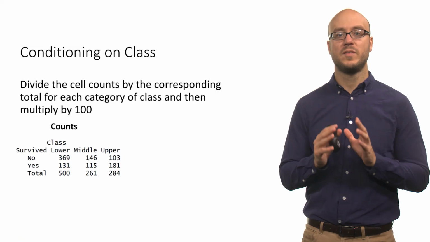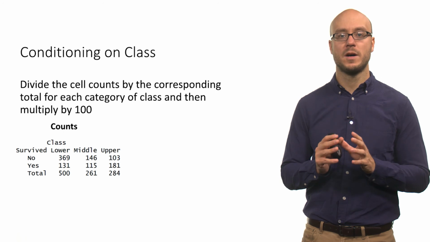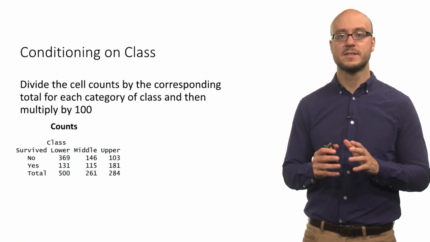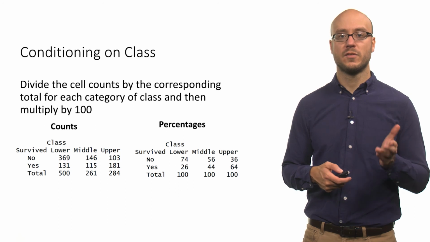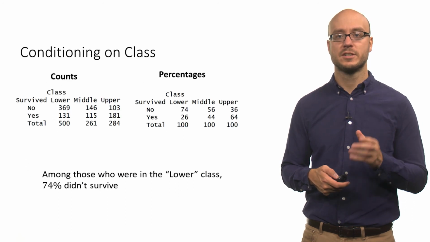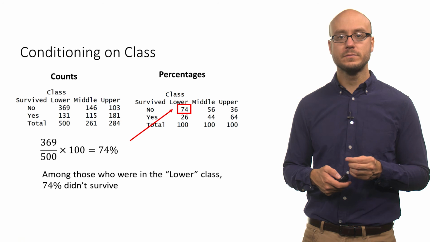Now, a different approach is to condition on passenger class. What we'll do is divide the cell counts by the corresponding total for each level of class and then multiply by 100. So this is just converting from counts to percentages. Let's go through a few examples.